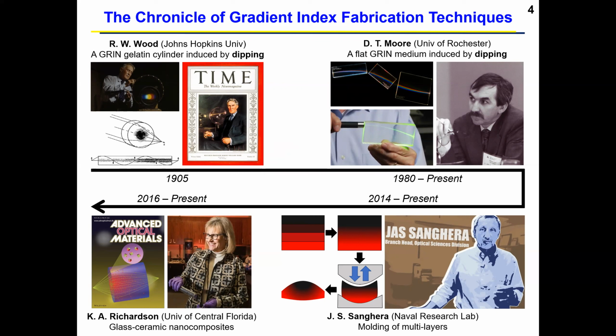Since then, multiple other methods have been demonstrated to create the GRIN profile. Notable demonstrations include molding of multiple layers with different refractive indices, realized by Dr. Jas Sanghera's group at the Naval Research Laboratory, and the formation of glass ceramic nanocomposite produced by Professor Kathleen Richardson's group at UCF, where the volume fraction of high refractive index crystals is spatially induced, which is the key method used in my study in her research group.